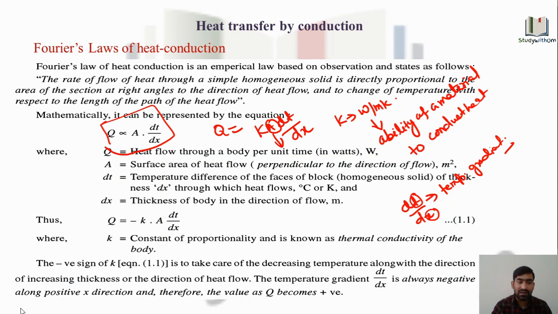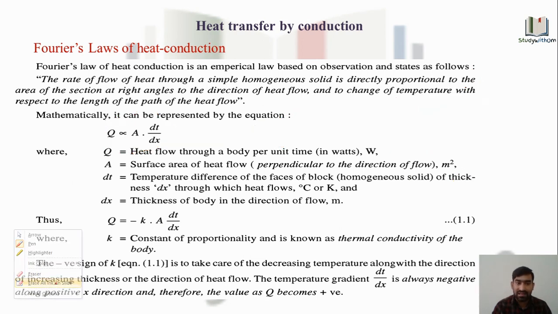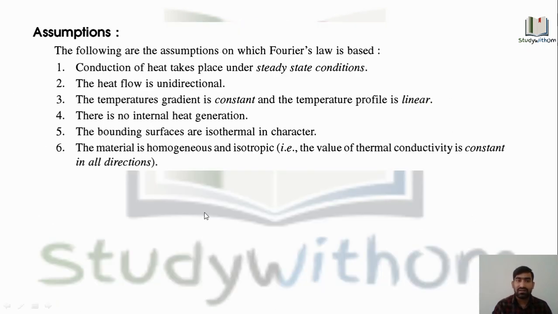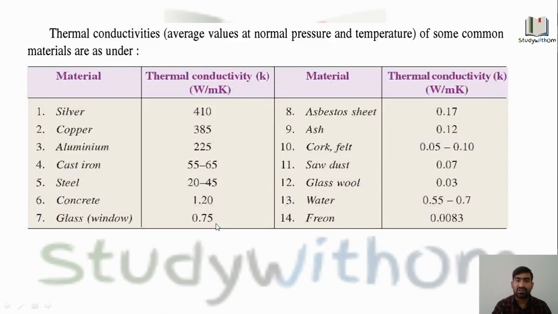there we have described how the thermal conductivity K of a material varies with the materials and temperature as well, and which materials have higher, lower or moderate thermal conductivities, right? We have also seen the assumptions: conduction heat transfer takes place in steady state, unidirectional, with constant temperature and a linear temperature profile, and no internal heat generation. So all these assumptions have been taken into consideration for the Fourier laws of heat conduction, right?